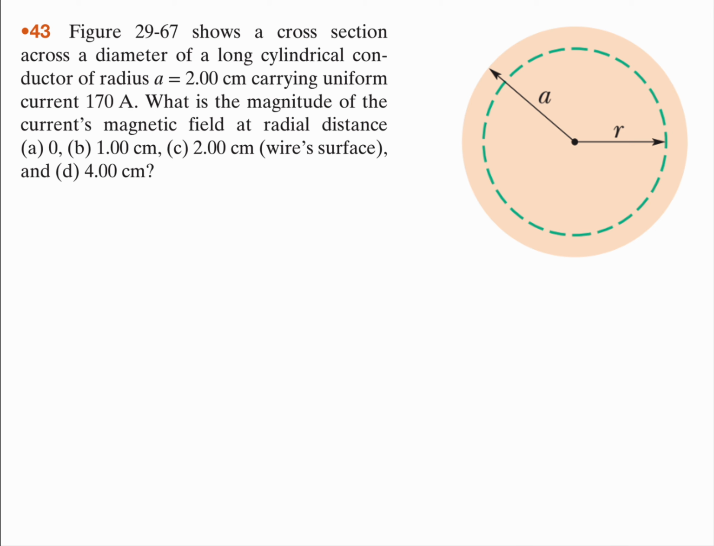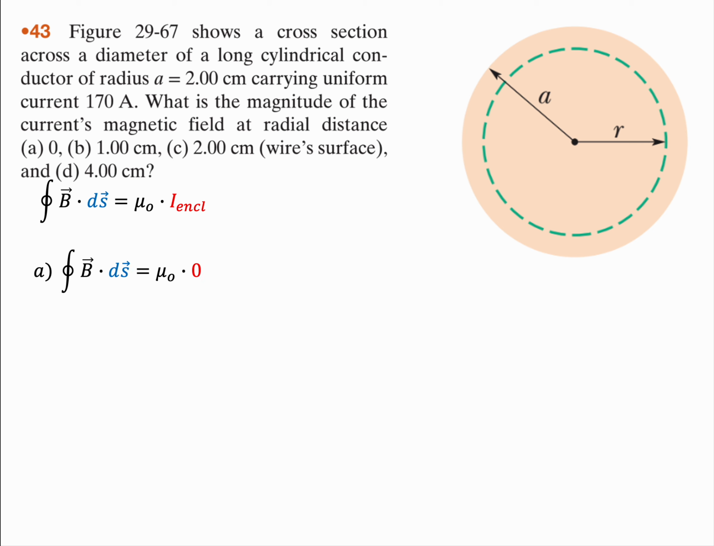43, we have a cross-section along a diameter of a long cylindrical conductor of radius 2 centimeters, carrying a uniform current of 170 amps. What's the magnitude of the current's magnetic field at a radial distance of 0, 1, 2, and 4 centimeters? All right, so we're basically just going to be using Ampere's law. We'll be drawing our beautiful Amperian loops coaxial with the center of the cable.